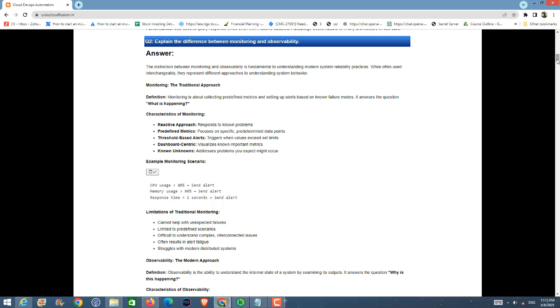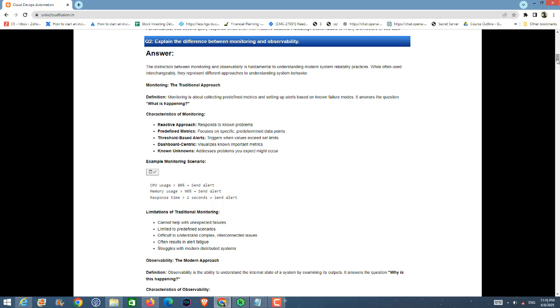Now, monitoring being on the legacy side of the system is known for setting up the metrics and setting up the alerts for detection of the failure mode. So basically, what question does monitoring answer for us? That is, what is happening? The characteristics of monitoring will be the reactive approach. That is, it responds to known problems. What that means is if you already know about the problem, then you can set up the alerts for it. The predefined metrics focus on specific and predetermined data points, such as your CPU utilization, memory utilization, etc. Then there is a threshold-based alert.